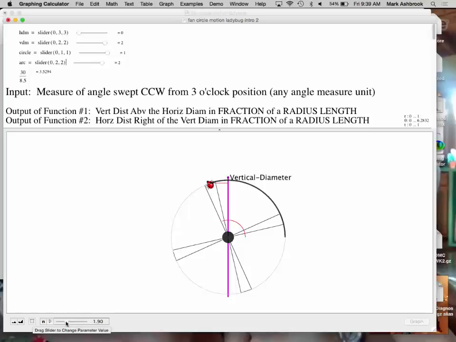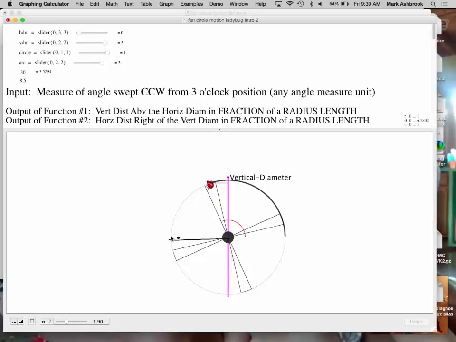Okay, estimate it right now. So the output of the second function: the horizontal distance to the right of the vertical diameter as a fraction of the radius length. Estimate it. What'd you say? He wants negative 0.2. People are nodding. What do you think?